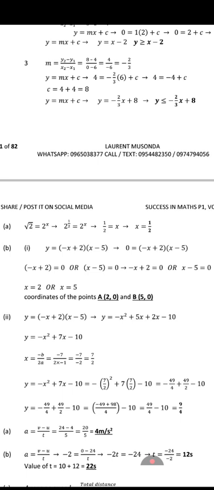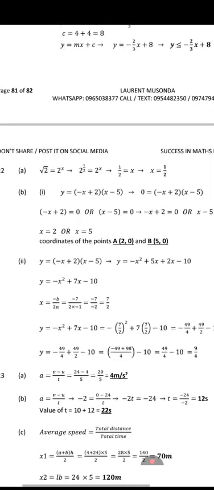Now here, -x plus 2 is equal to 0. When 2 goes to the other side, it becomes -2. It will be -x minus -2. You have to cancel the negatives. No wonder if you've seen here, x has no negative, 2 has no negative, because they cancelled each other. After you have found these values of x, you just write 2, 0 and 5, 0.